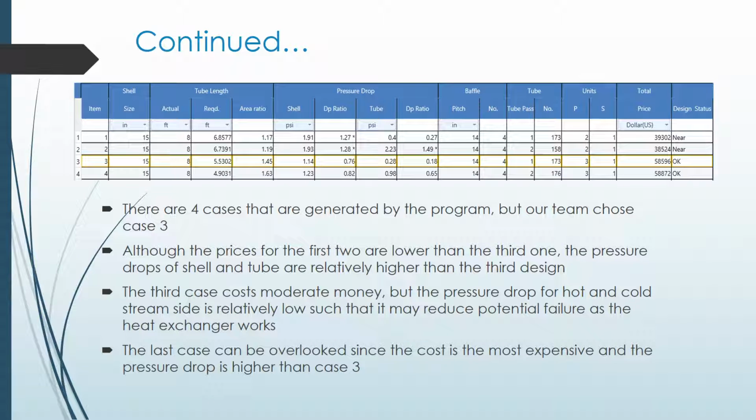There are 4 cases generated by the program, but our team chose case 3. Although the prices of the first 2 are lower than the third one, the pressure drops of the shell and tube are relatively higher than the third design. The third case costs moderate money, but the pressure drop for the hot and cold stream sides is relatively low, such that it may reduce potential failure as the heat exchanger works. The last case can be overlooked since the cost is the most expensive and the pressure drop is higher than the other 3.